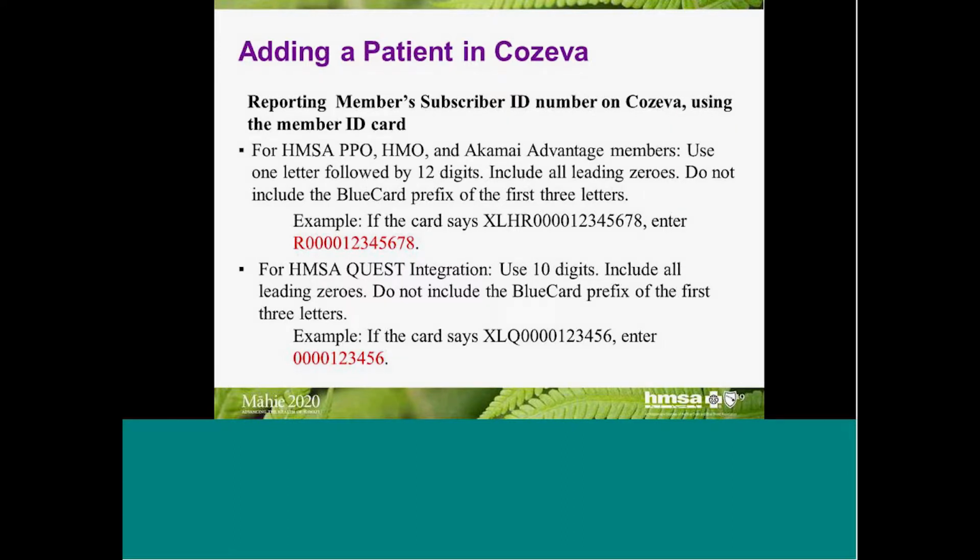For HMSA Quest integration, you'll use 10 digits and include all leading zeros. Also, do not include the blue card prefix of the first three letters. So if the card says XLQ and then the numbers, you're going to start just with the numbers, including all zeros.